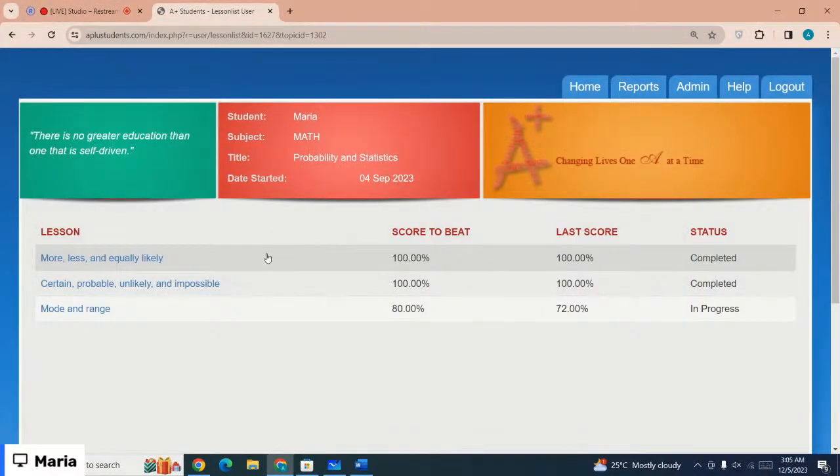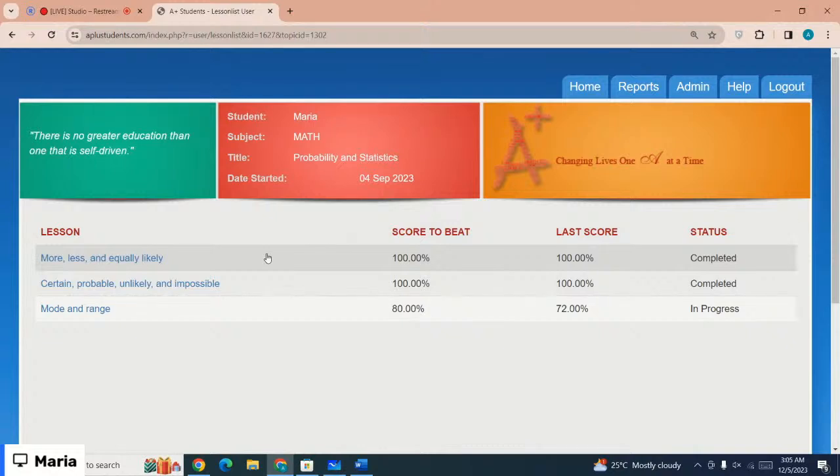So you can find all the lessons on aplusstudents.com. You have to log in there using your email address and password provided by the administrator. Then you have to select math from the subject tab. Scroll down to grade 1 and then click on view all lessons. There you can find a list of the chapters. We're going to start with the chapter probability and statistics.